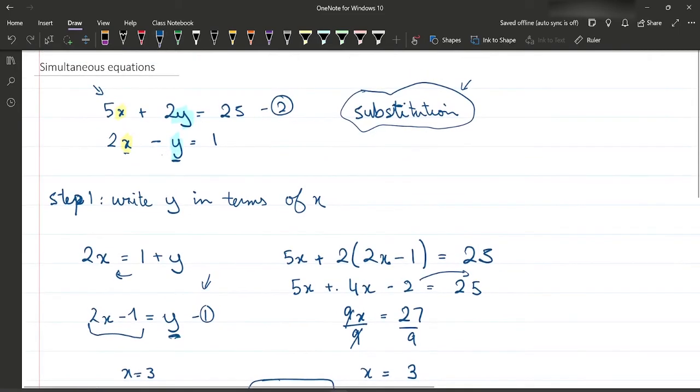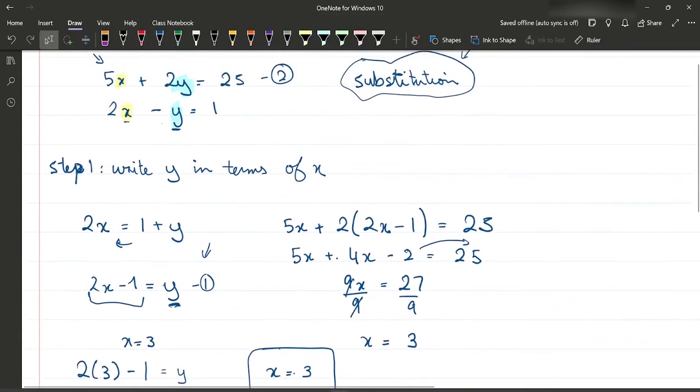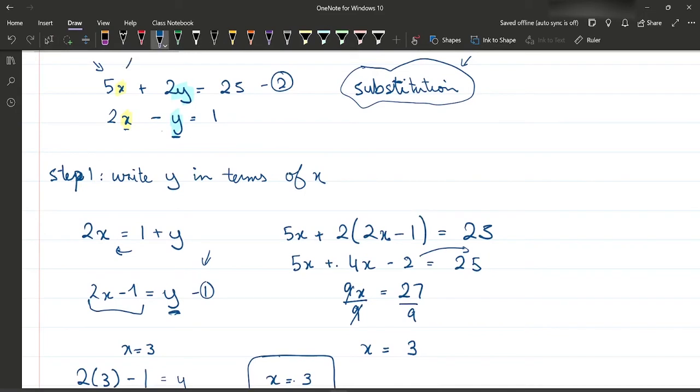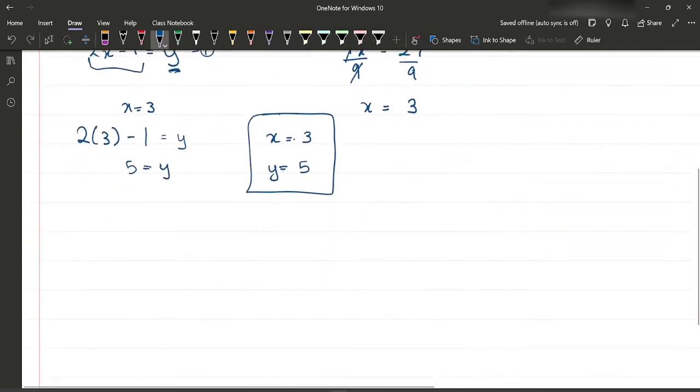Now you can use your calculator to check. You can also put your x and y values here and here to make sure that these are actually correct values. If they're not, then you have to check your work.